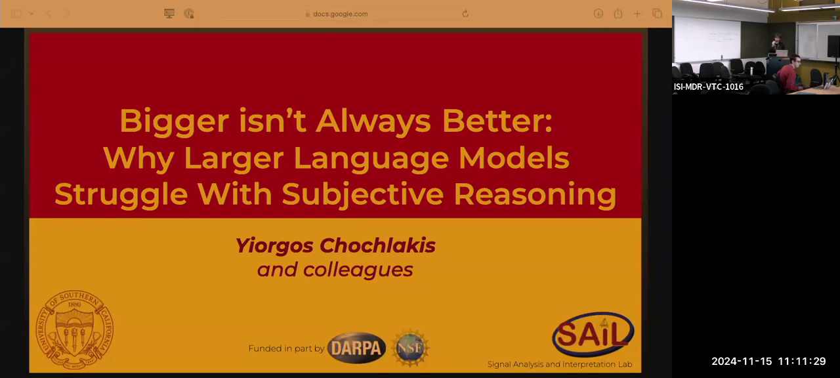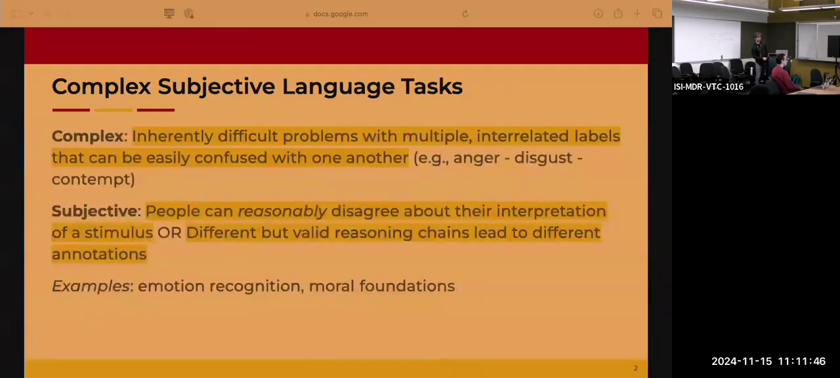So, hi everyone, I'm going to talk about today why larger language models struggle with subjective reasoning. And bear in mind that this is evolving work, so some models and benchmarks are not always consistent between slides and experiments, so excuse these inconsistencies. I would first like to talk about what problems we're actually dealing with, try to somehow define them.